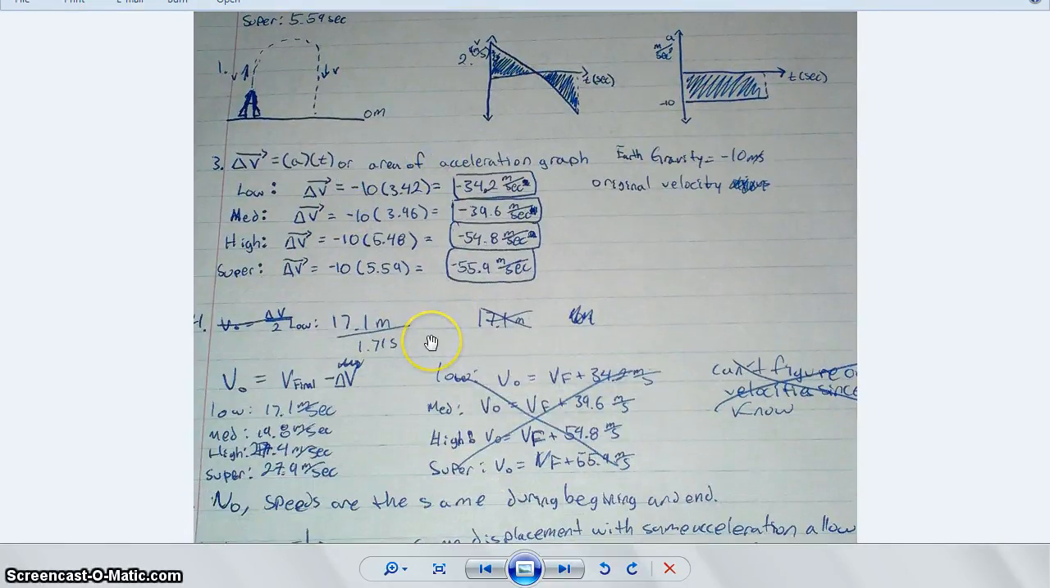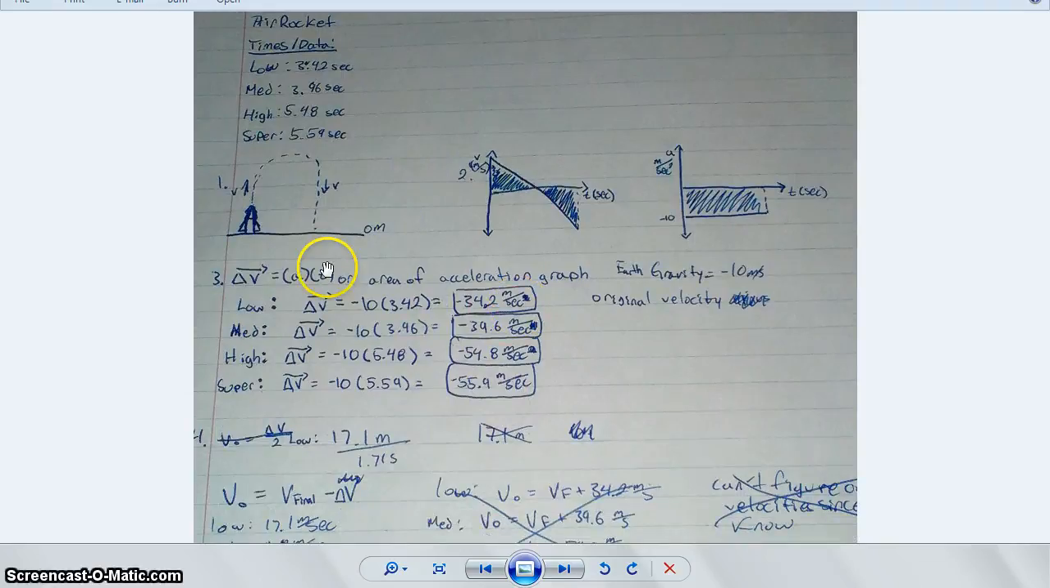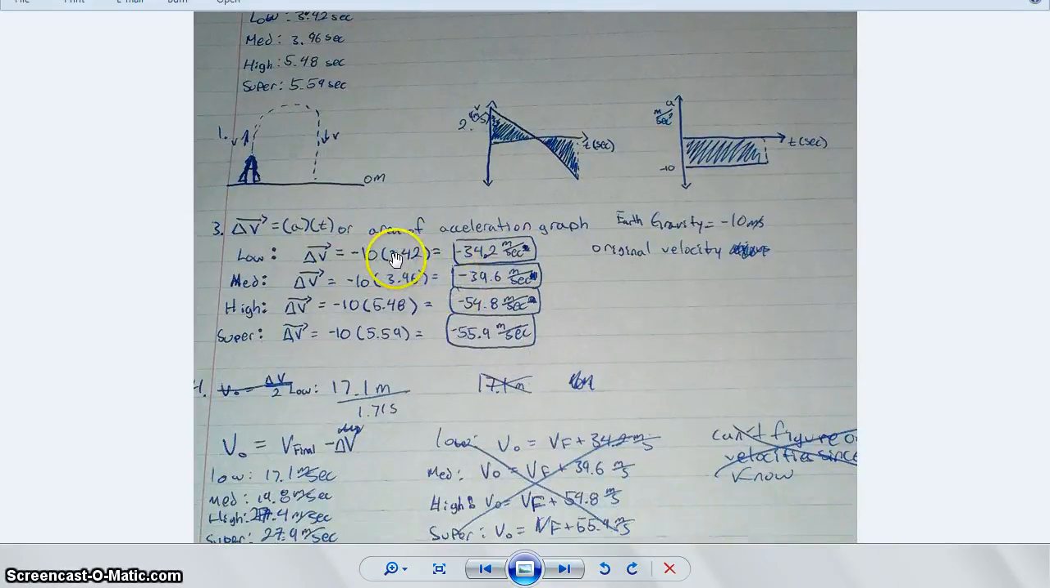And then number 3, it says to find the change in velocity. So it's simple, we just take the time multiplied by the acceleration. For the low one, we had 3.42 seconds total, and if it's accelerating at a rate of negative 10 meters per second every second, it should be about negative 34.2 meters per second. Well, it should be 34.2 meters per second slower than it was at first. Like, when it's coming up here, it's positive, and it hits 0, and it goes negative.